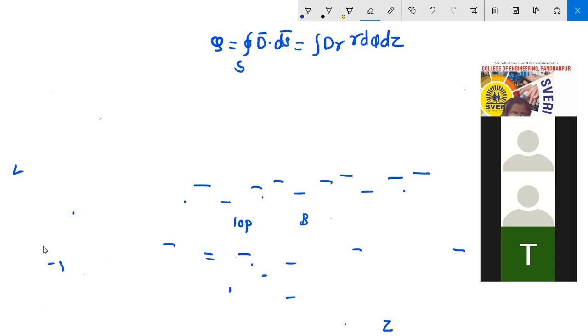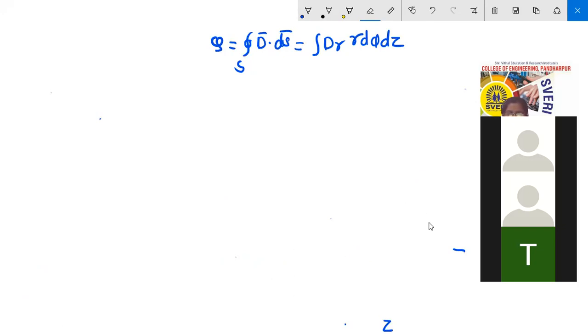So just tell me how this phi will vary. Just tell me the limits, how this phi is varying and how the z will vary. Phi is varying from 0 to 2 pi.